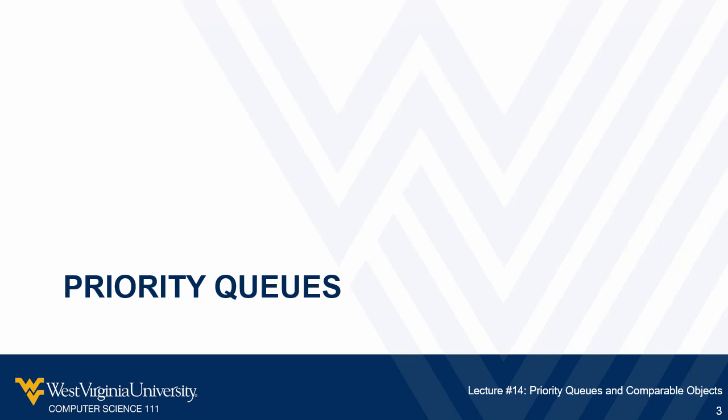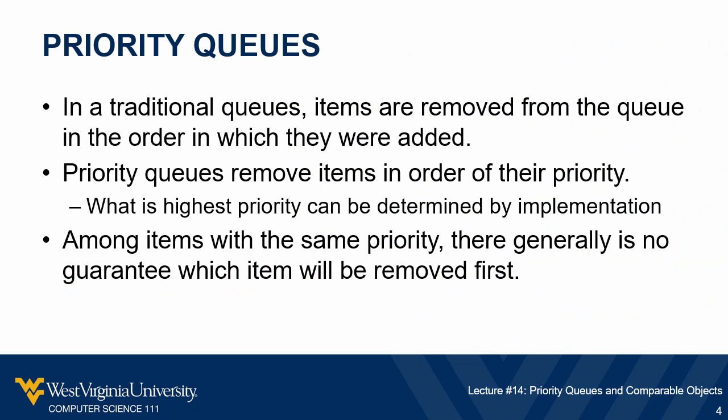Let's start off by taking a look at what priority queues are. In a traditional queue, things operate in a first in, first out manner. The first thing that we enqueue is going to be the first thing that we dequeue. Priority queues work differently. Regardless of the order that we add something to the priority queue, things are going to be dequeued based on their priority.